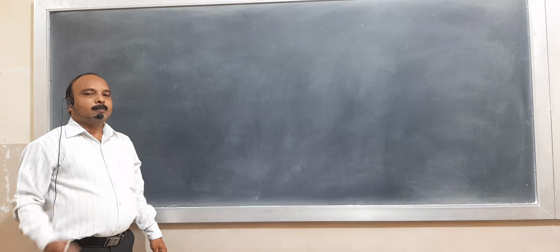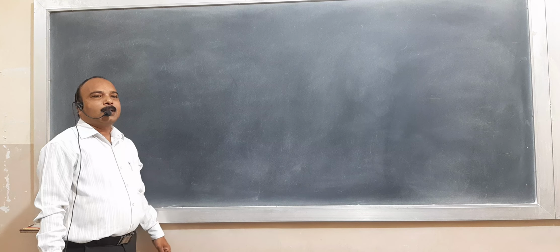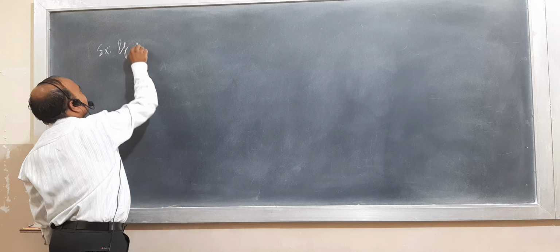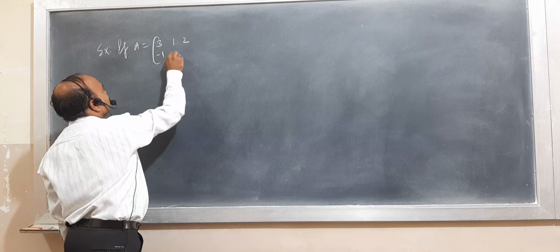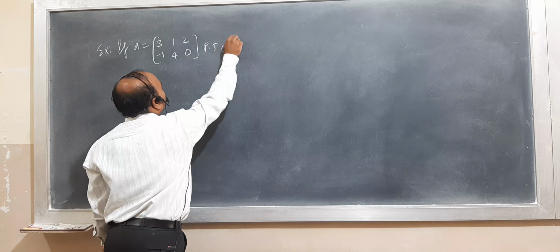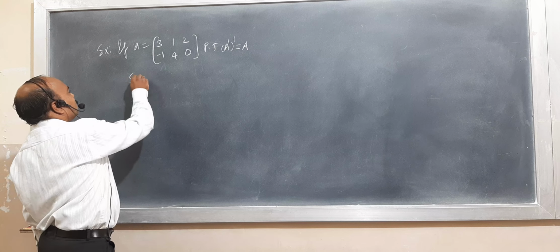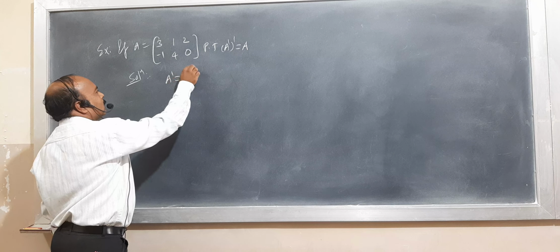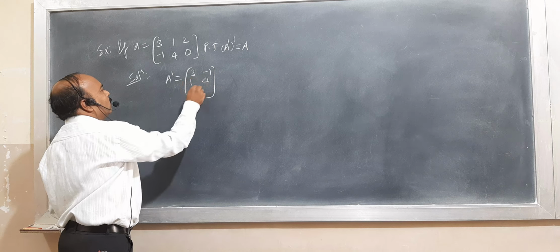Now we can solve some examples on transpose of matrices by using the properties. If A equals the matrix with rows 3, 1, 2 and minus 1, 4, 0, then prove that (A dash) dash equals A. It is the first property. First, the transpose of A, that is A dash, is given by 3, minus 1, 1, 4, 2, 0.